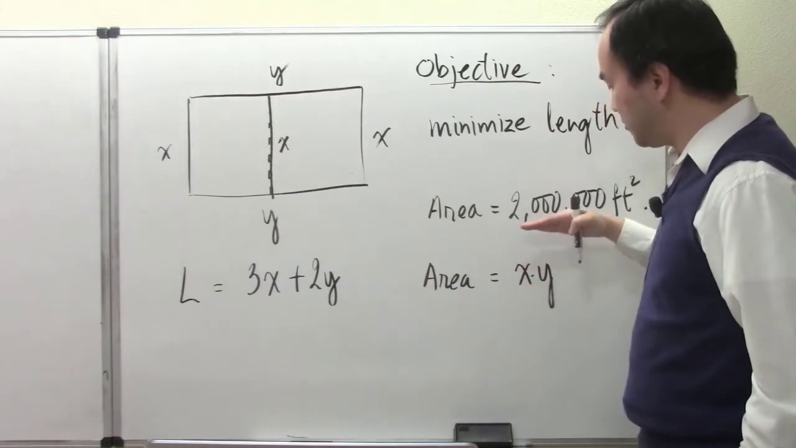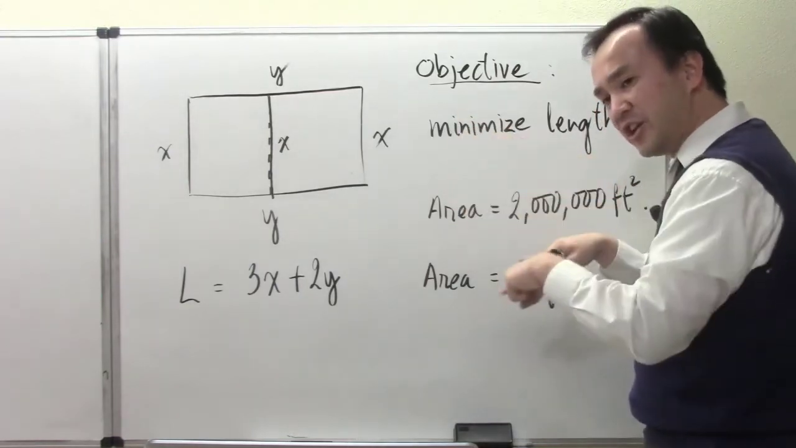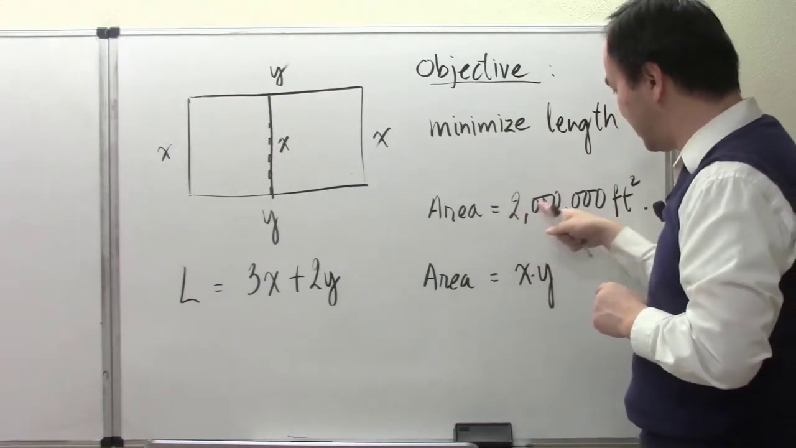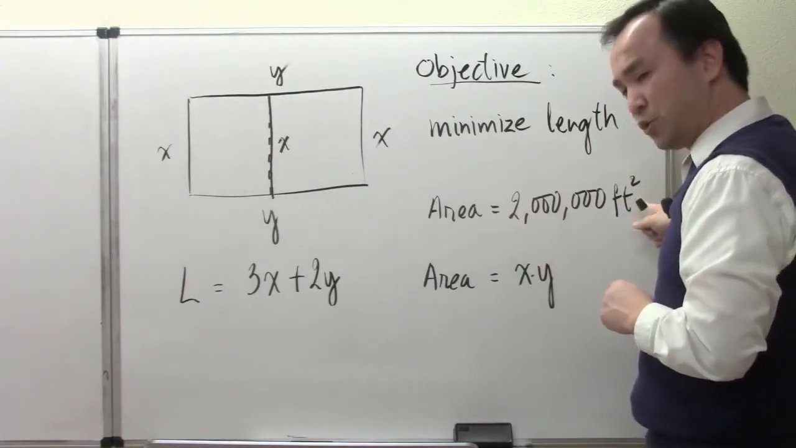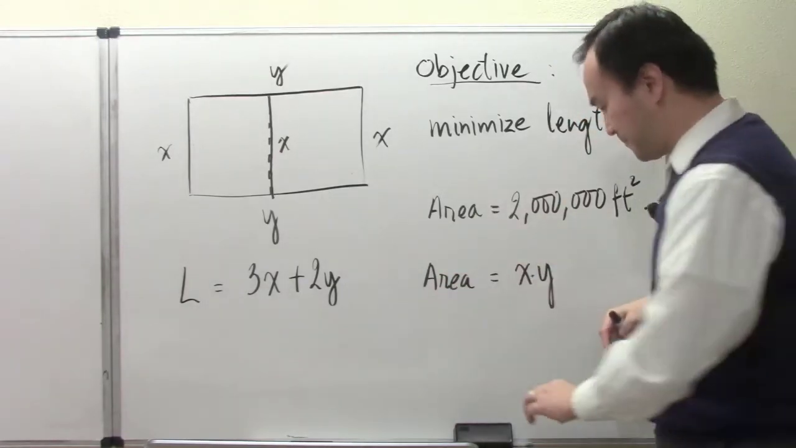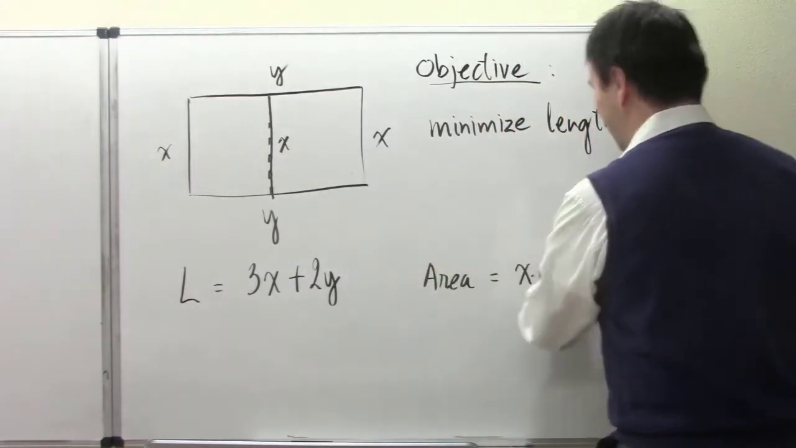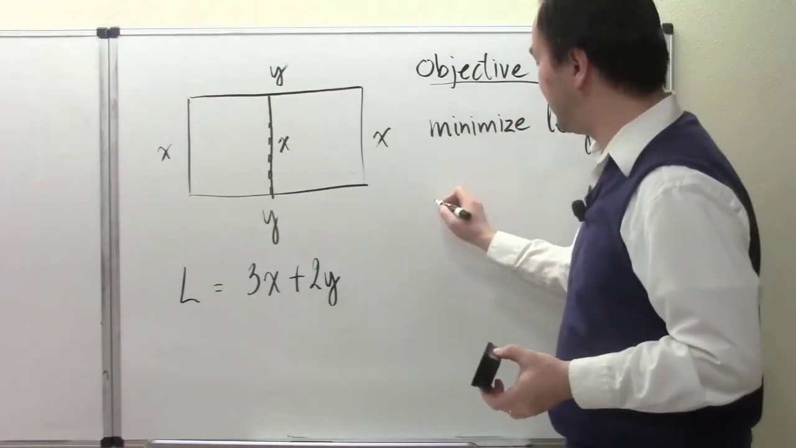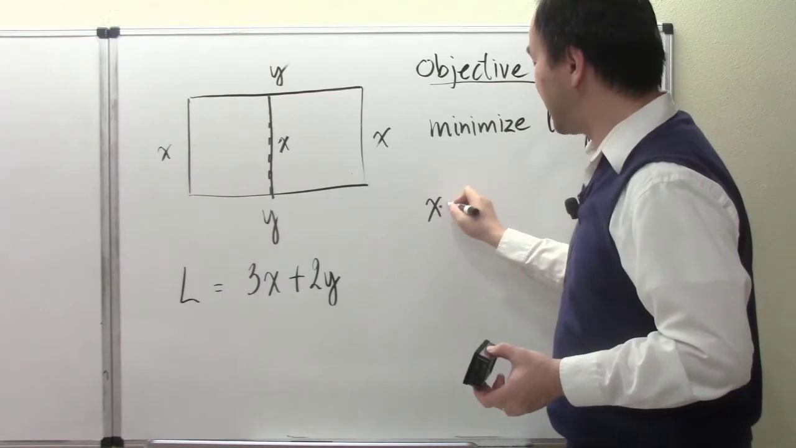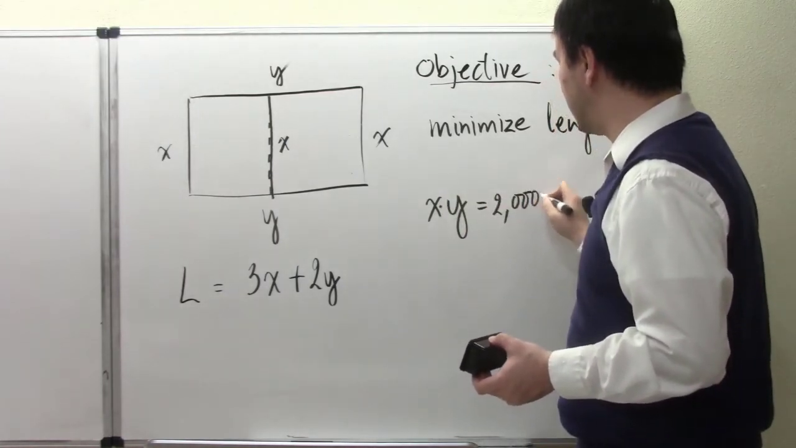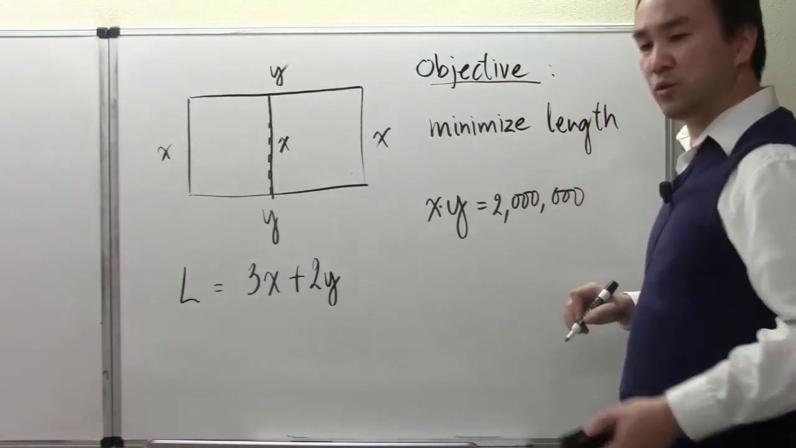But now no matter how I adjust my x and y right here, I always want to maintain the area being 2 million square feet. So that means right here we come to a relationship. That relationship now reads as follows. I need to erase my board to make some more space right here, but now I come to a relationship that says the product of x and y must always be maintained at 2 million square feet.